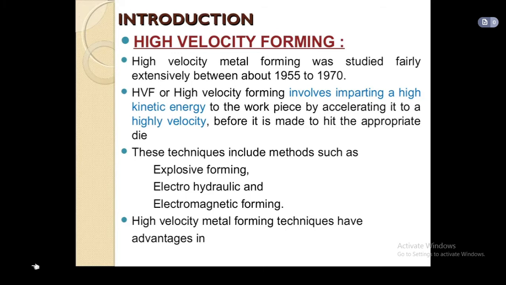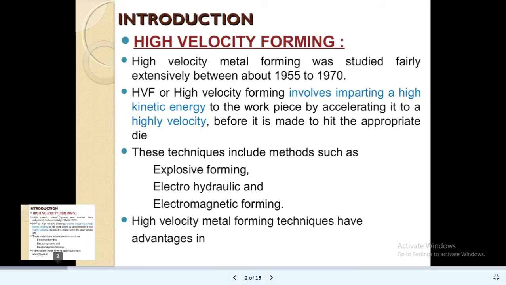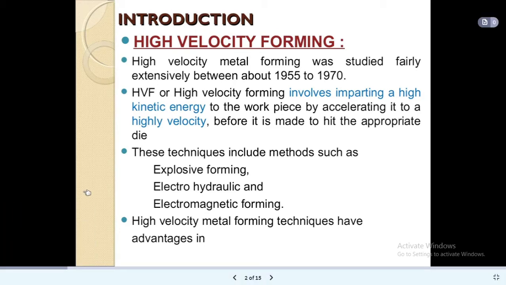And for high velocity operations the energy is stored in a gas or air at high pressure, or sometimes the energy is stored in a chemical form also. Some examples of high velocity forming are hot forging, extrusion, powder compaction, bar cropping and blanking. These are some high velocity forming operations.